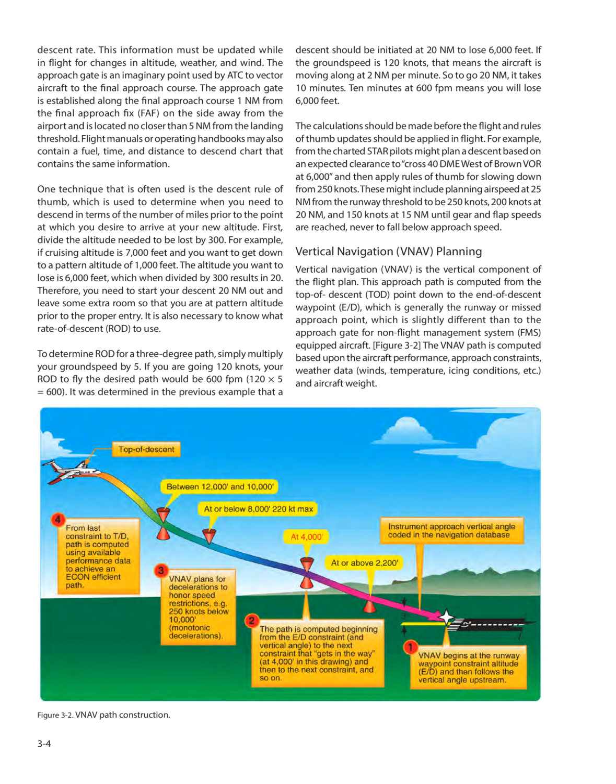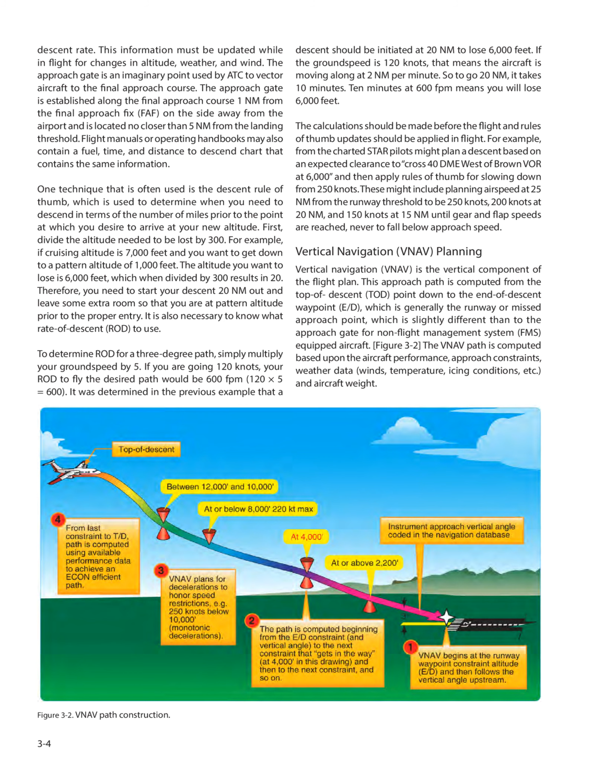The calculation should be made before the flight and rules of thumb updates should be applied in flight. For example, from the charted STAR, pilots might plan a descent based on an expected clearance to cross 40 DME west of Brown Bore at 6,000 and then apply rules of thumb for slowing down from 250 knots. These might include planning airspeed at 25 nautical miles from the runway threshold to be 250 knots, 200 knots at 20 nautical miles, and 150 knots at 15 nautical miles until gear and flap speeds are reached, never to fall below approach speed.